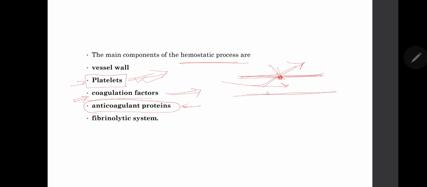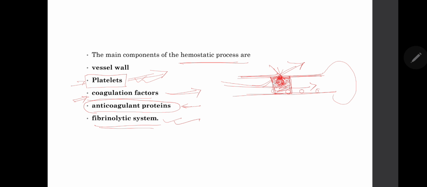Anticoagulant protein is very important to maintain hemostasis, because if this anticoagulant process is not there, there may be a chance of thrombosis. After the blood vessel injury, when the platelets and coagulation factors get activated, plenty of RBCs and fibrin get deposited and cover the whole blood vessel. If the whole vessel gets obstructed, no blood will go further and there will be ischemia of the organ. So the anticoagulant proteins and the fibrinolytic system are also activated after the blood vessel injury.